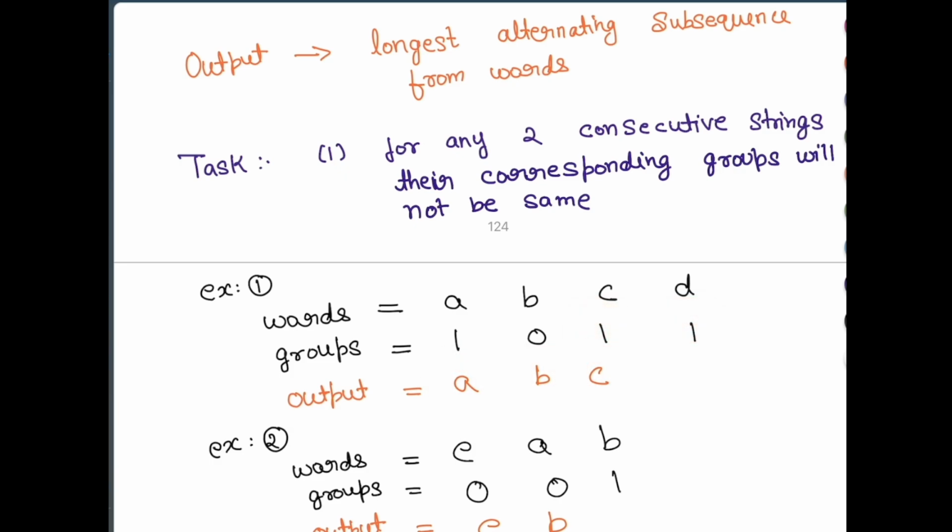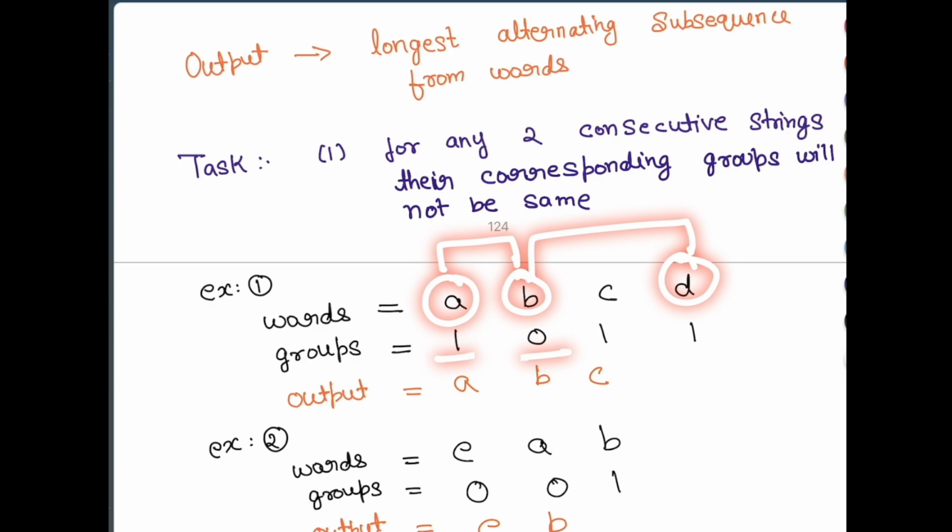Now the thing is, the output can be A, B and D as well. And why? Because for A and B, the groups are 1 and 0, which is different. Then the next pair is B and D, right? You need to see for two consecutive strings. You don't need to compare A and D because they are not consecutive, right? You need to compare B and D. The groups are 0 and 1, which is different, right?